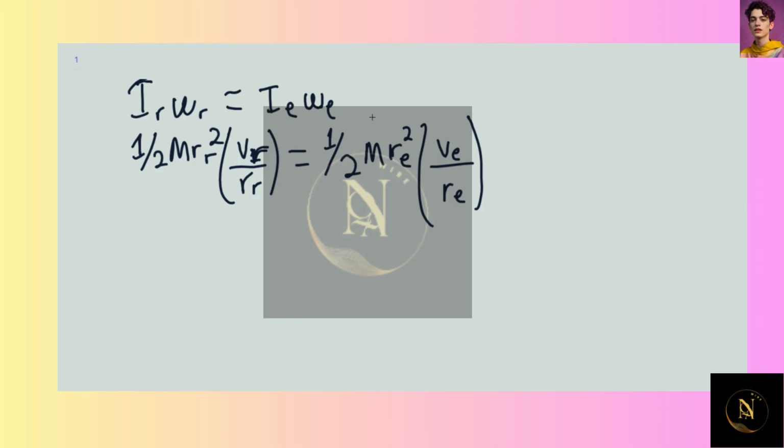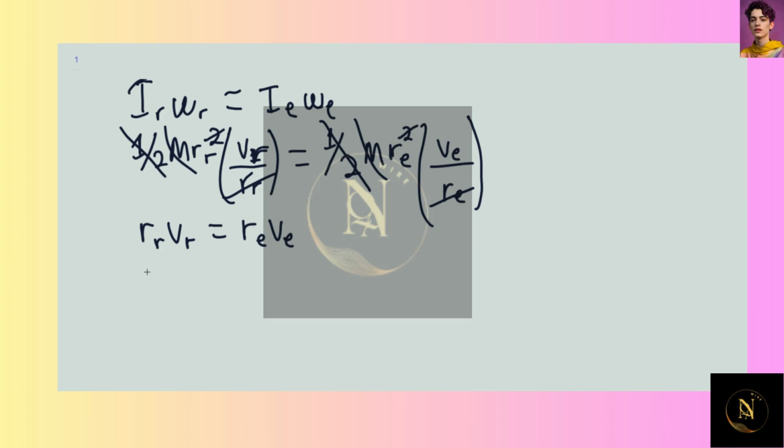So here we can simply cancel these halves out, cancel these m's out, and then we're simply left with the radius of the rim times the velocity of the rim equals the radius of the eye times the velocity of the eye. Thankfully, this cancels out with this squared, and this squared cancels out with this. So once we have this, it's quite easy.